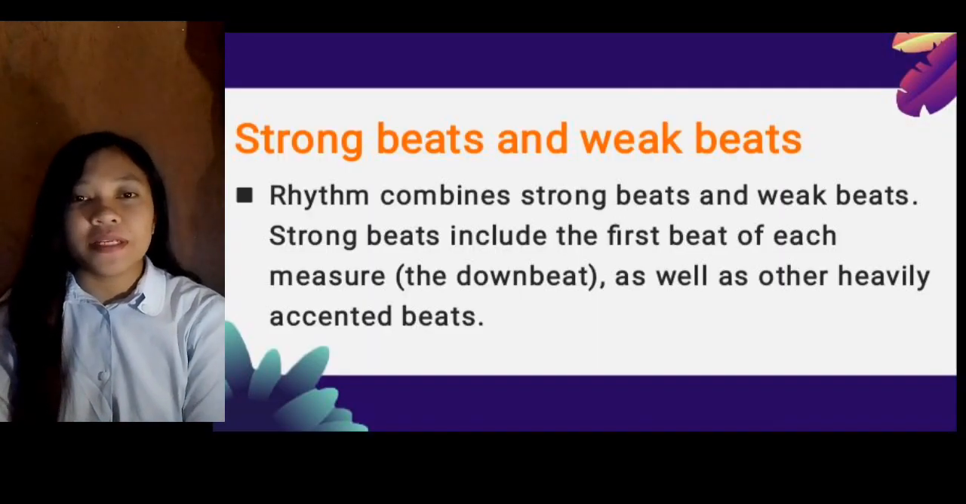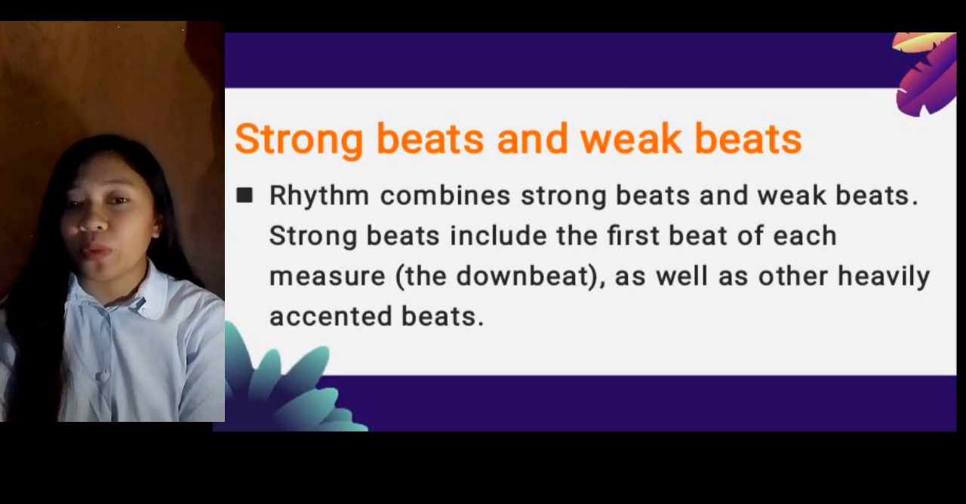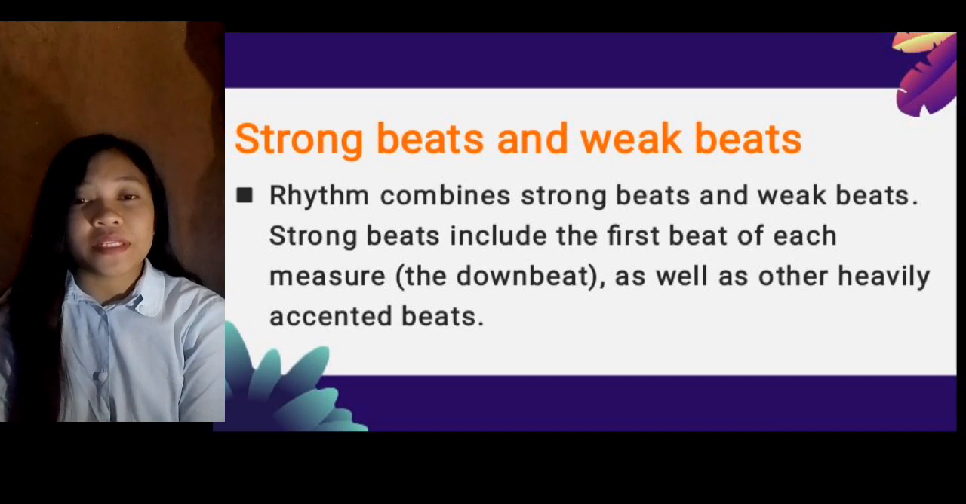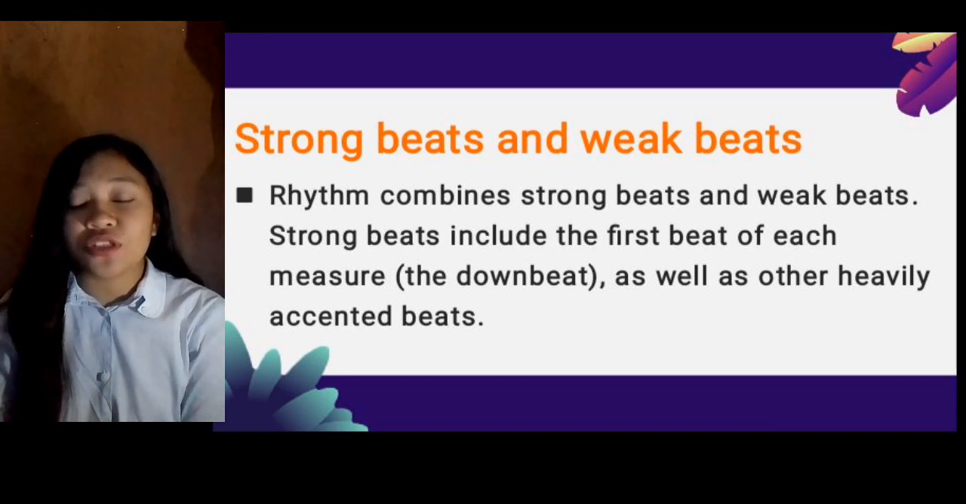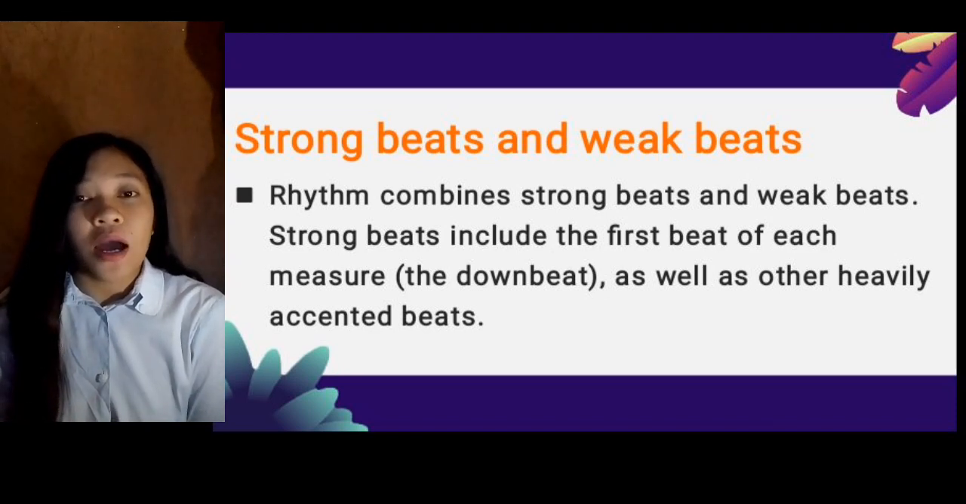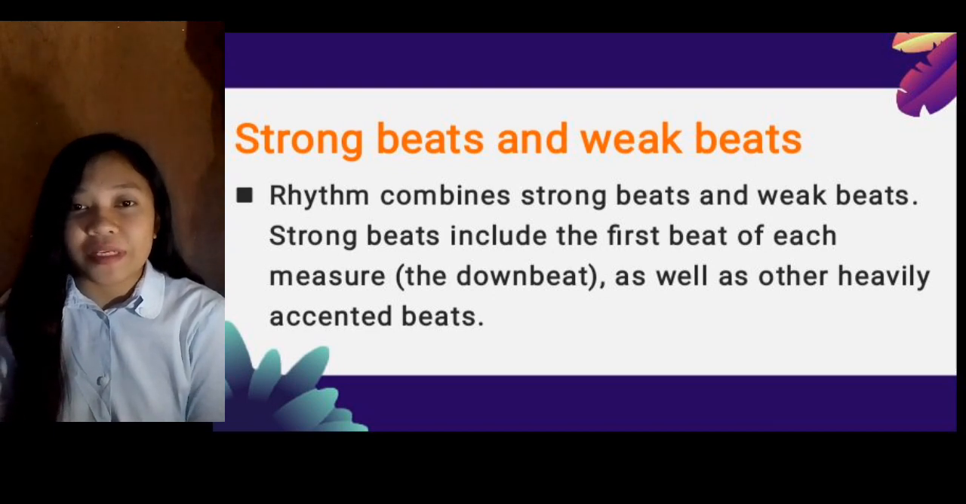The fourth element is strong beats and weak beats. Rhythm combines strong beats and weak beats. Strong beats include the first beat of each measure, or what we call the downbeat, as well as other heavily accented beats. Both popular music and classical music combine strong beats and weak beats to create memorable rhythmic patterns.